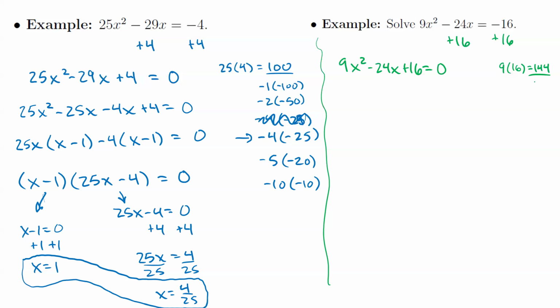I'm not going to make the full list this time, and here's why. Clearly, -1 and -144 are not the right choice, right? Because this number is not that large. When I see 144, the first thing that comes to my mind is -12 times itself. And that's exactly what's going to add to give me -24. So I'm just going to jump straight there.